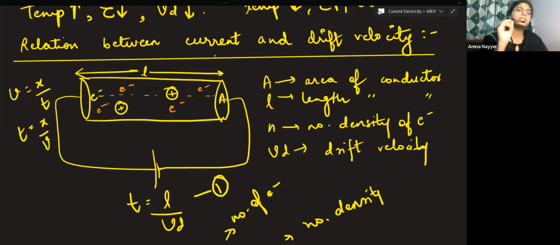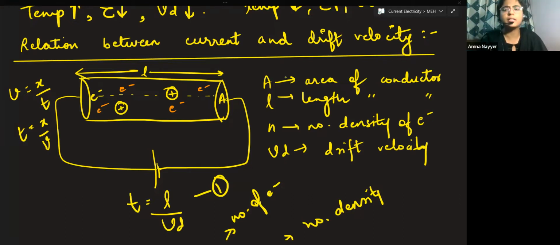See, we had discussed it till the relation between the current and the drift velocity. Now see, drift velocity is basically the average velocity with which the electrons drift towards the positive terminal because they get attracted. All right, Zed, fine. It's okay.